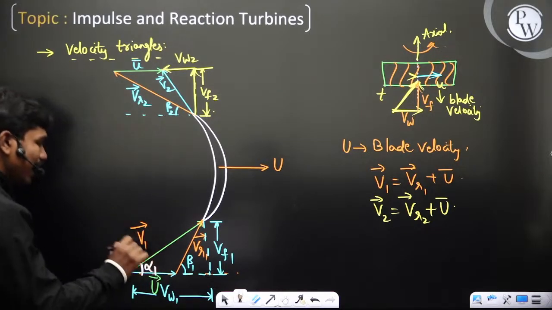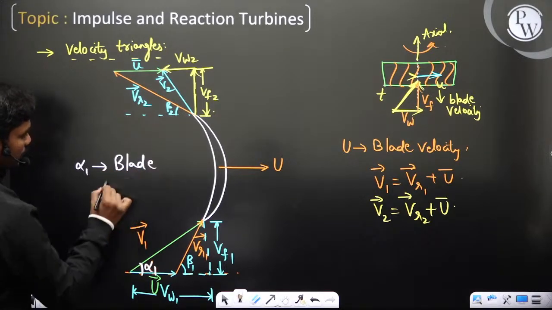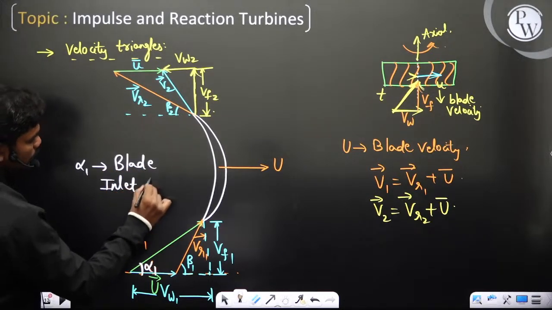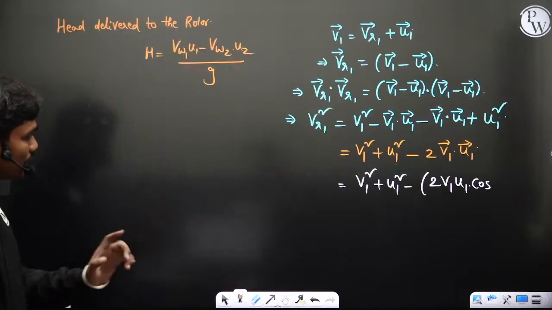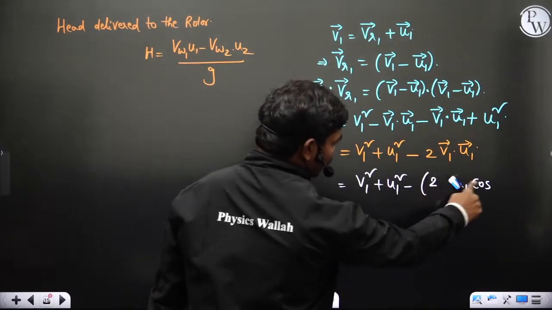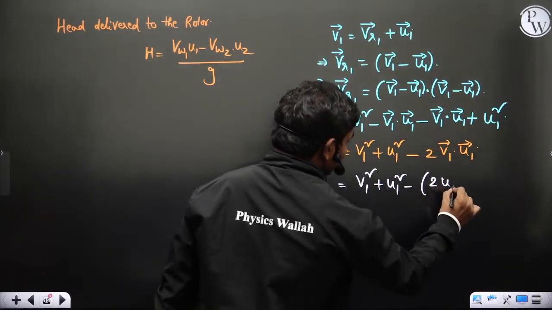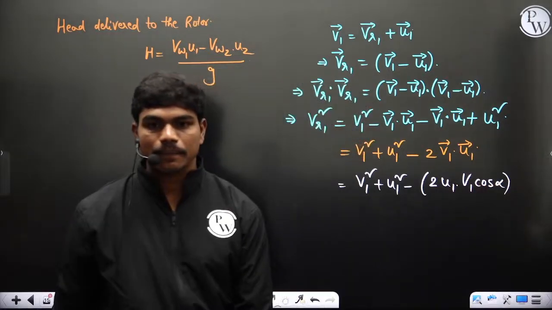Okay, so if this is alpha 1, the blade inlet angle here in this case, then can you understand one thing? If you expand this dot product, you will get V1 U1 cos alpha. So I am writing that as 2 U1 into V1 cos alpha. Can I write this? Yes or no?